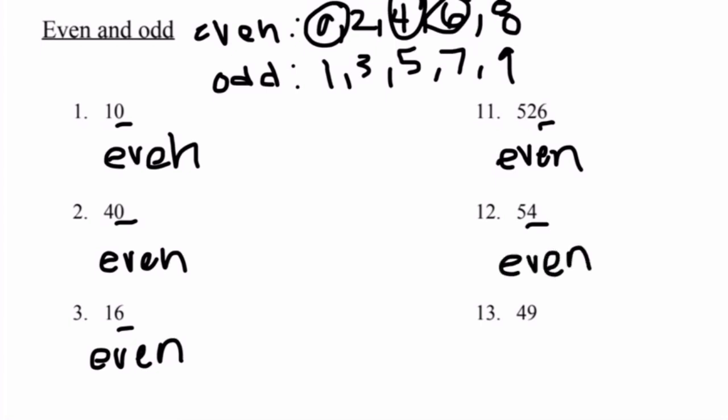Lastly, number 13, 49. 9 is actually an odd number and is part of the odd numbers list. Therefore, 49 as a whole is odd, and 49 cannot be divisible by 2. Therefore, 49 is odd.